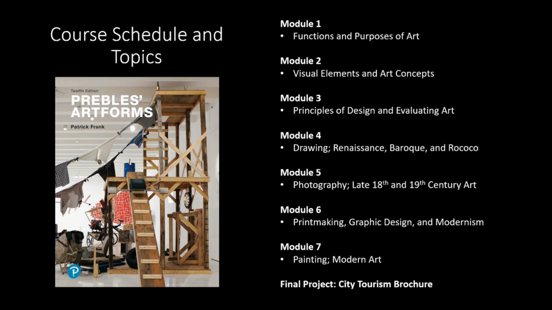Now, this is just a quick breakdown of your course schedule and topics. And you'll notice that the topics are broken down by modules rather than by weeks. This is because each module is comprised of about 2 weeks worth of content. So in Module 1, you'll be learning about the functions and purposes of art. In other words, what is art, what is architecture, and how do they fulfill our needs and desires.